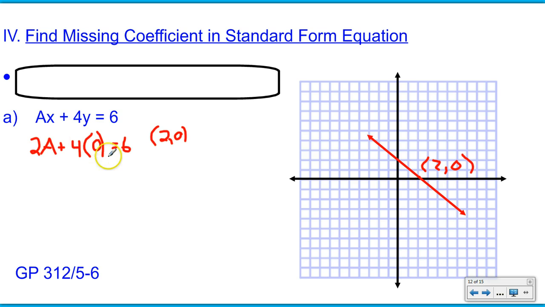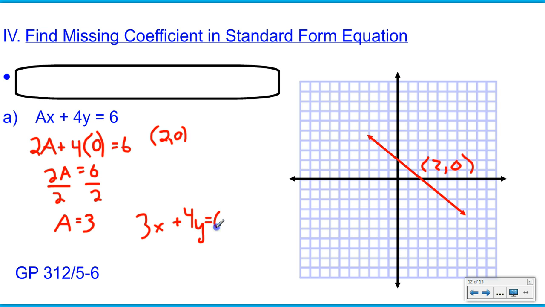4 times 0 is simply 0. So we have 2a plus 0, that's 2a, right? Equals 6. And what operation will we use to find a? Good. Divide both sides of the equation by 2. So we end up with 1a equals 3. Very good. So we can now rewrite this equation as 3x plus 4y equals 6.